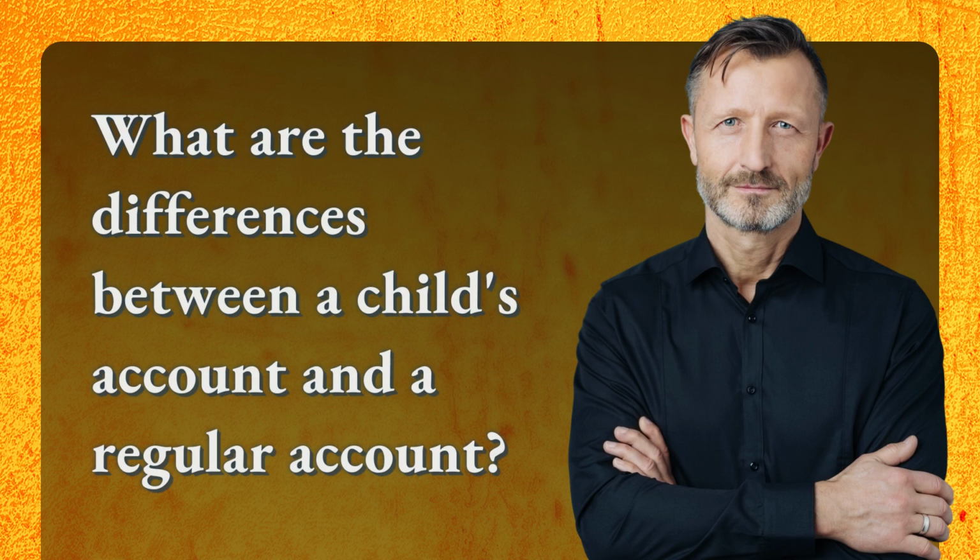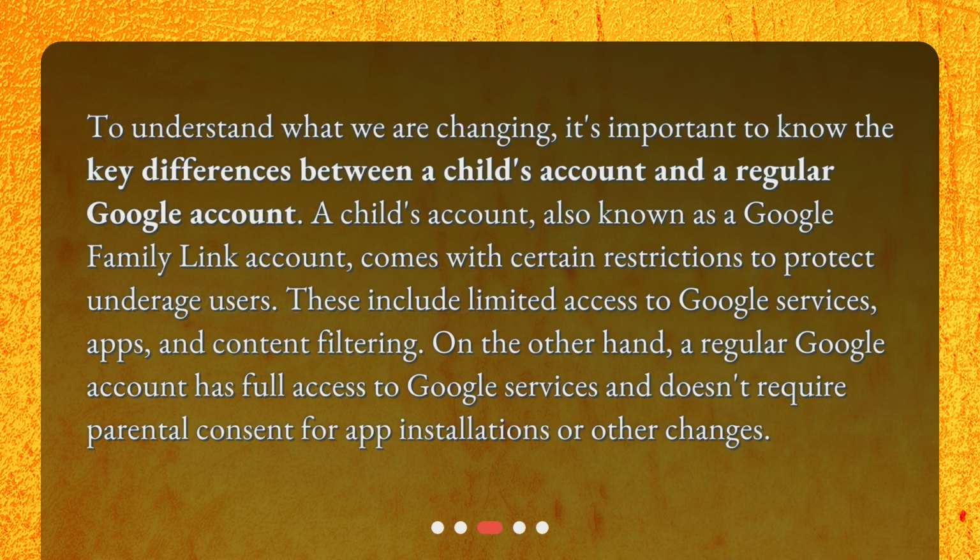What are the differences between a child's account and a regular account? To understand what we are changing, it's important to know the key differences between a child's account and a regular Google account. A child's account, also known as a Google Family Link account, comes with certain restrictions to protect underage users. These include limited access to Google services, apps, and content filtering. On the other hand, a regular Google account has full access to Google services and doesn't require parental consent for app installations or other changes.